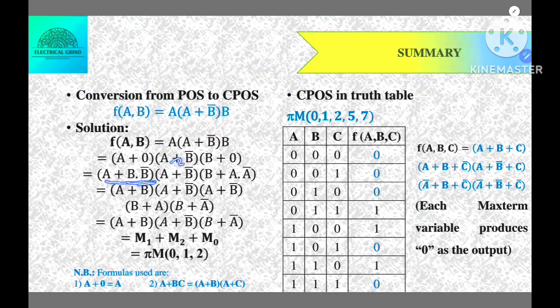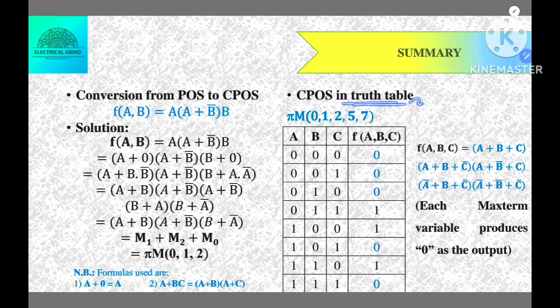This equation can further be reduced to A plus B into A plus B bar. Here we have used this Boolean algebra rule. After that, we will eliminate the redundant terms like A plus B and B plus A, since A dot A is always A. And then we'll obtain the final max terms.